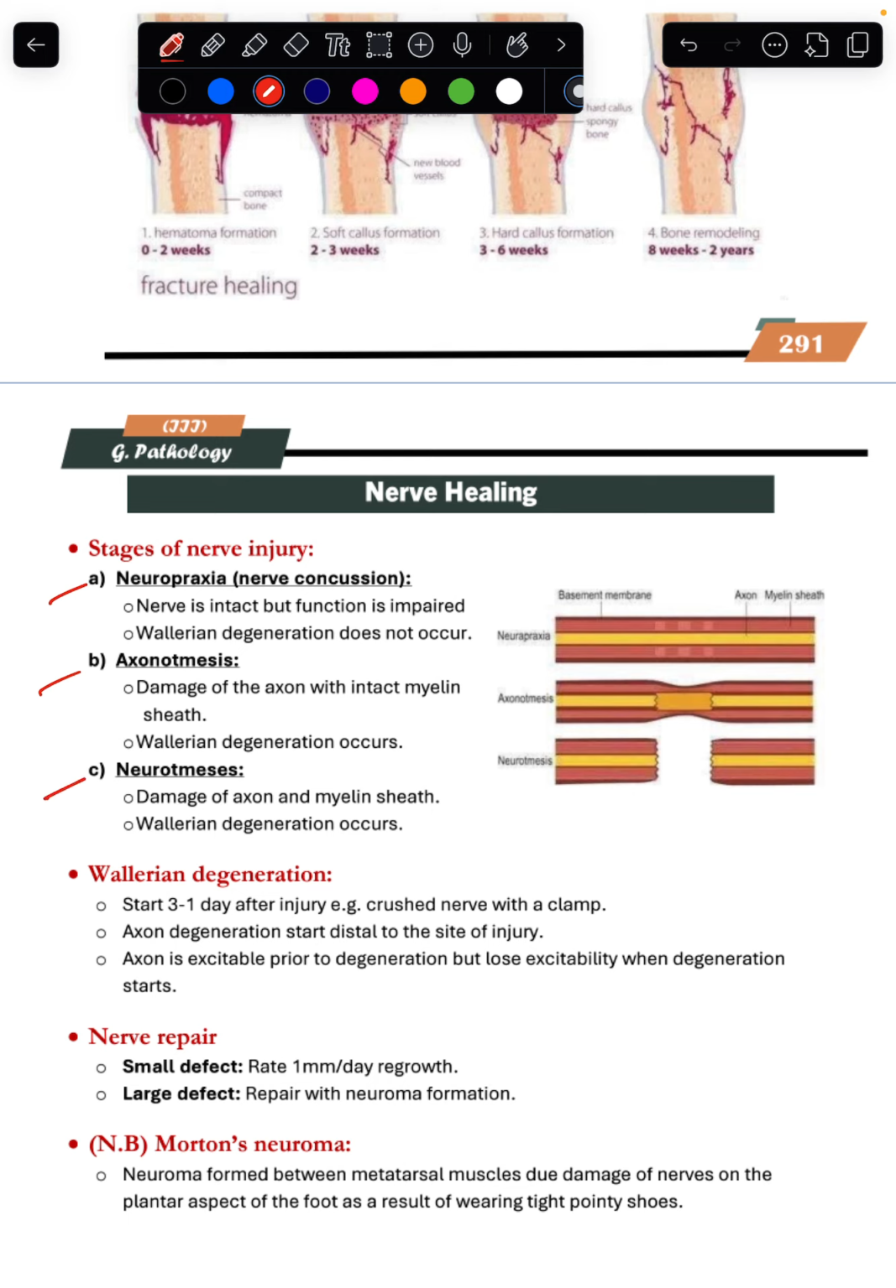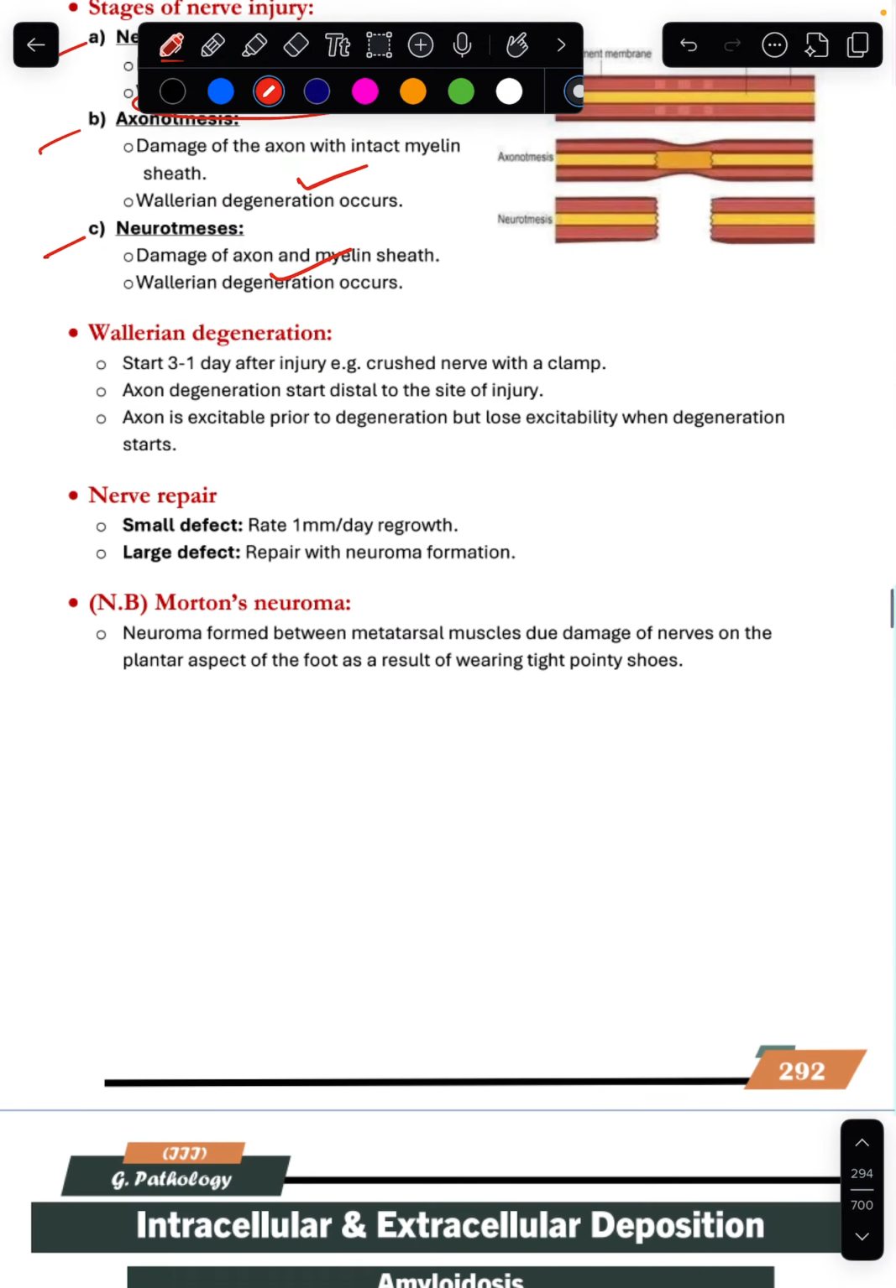Neuropraxia is just impaired conduction; Wallerian degeneration does not occur. Wallerian degeneration occurs in axonotmesis, and it repairs. It starts 3 days after injury, when axon degeneration starts. A small nerve defect regenerates at 1 millimeter per day. Morton's neuroma is from wearing tight pointy shoes.